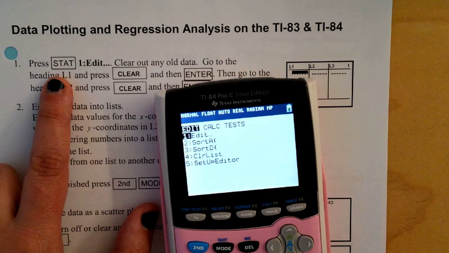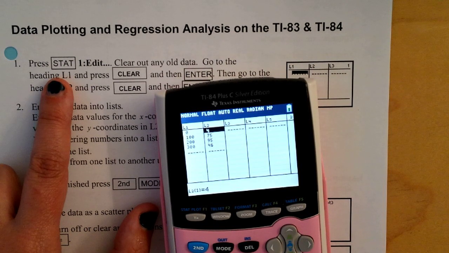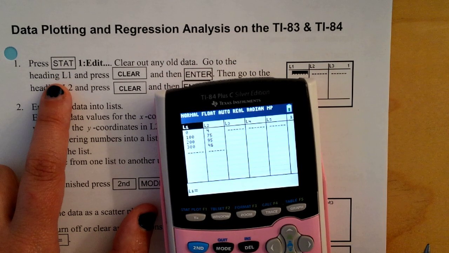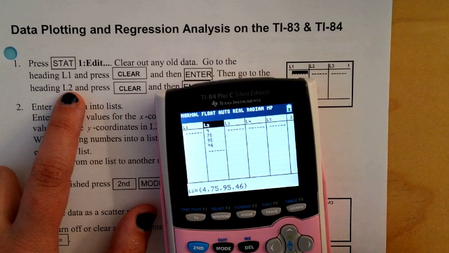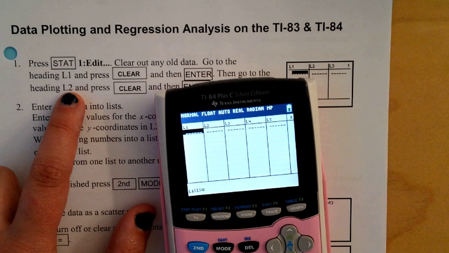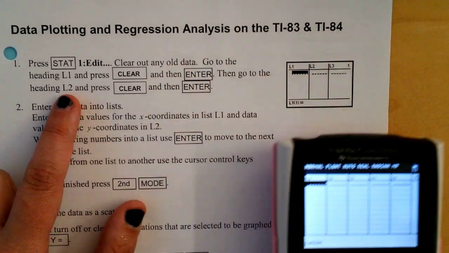Okay. And then we want to push enter for the edit, and we want to clear out any of our old data. So if I go up to list 1 and I press clear and enter, it clears everything out. That's from the instructions, okay? I go over to list 2, I press clear and enter, and it clears out all the data. So when we make a list 1 and a list 2, we're essentially making an XY table of values. So list 1 is going to be our X's.